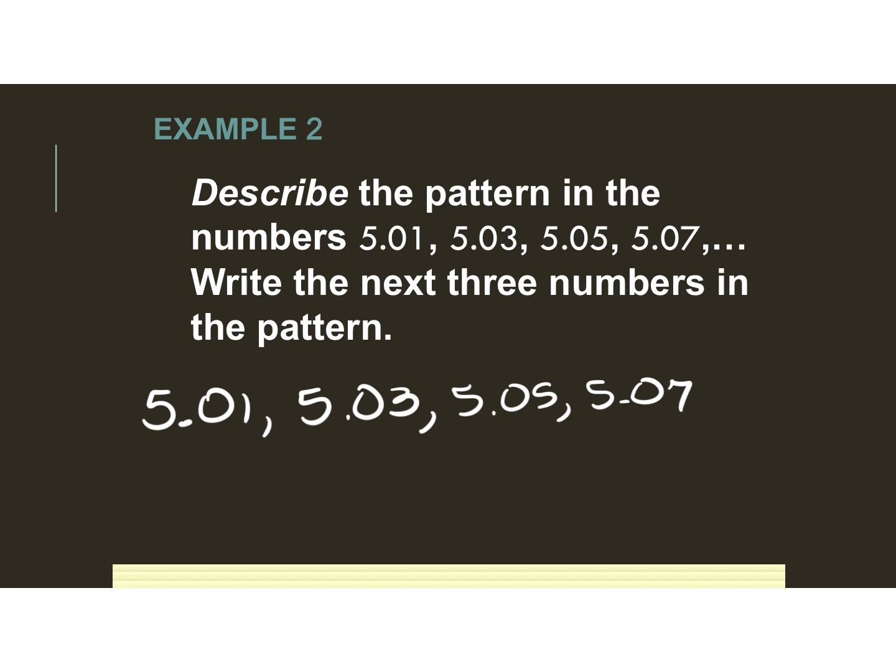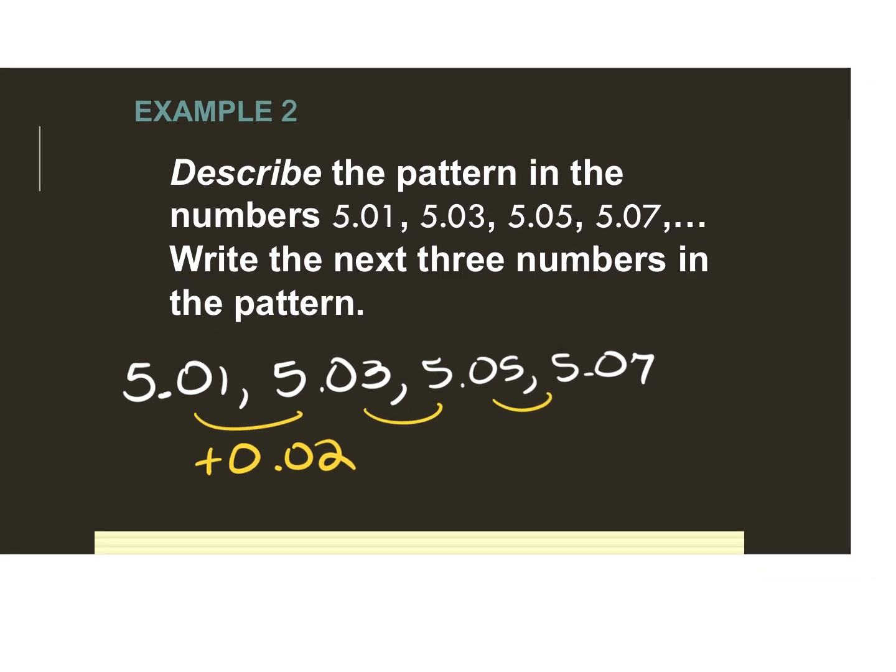So in this case, I'm going to first try adding, and the way that you could figure out what they're doing is you could take two of the numbers in the pattern and subtract them. So if I subtract 5.03 and 5.01, I could see what happened here is they added 0.02 each time, and that's going to be the same thing each time.